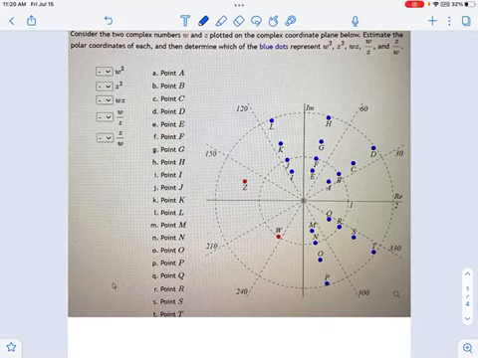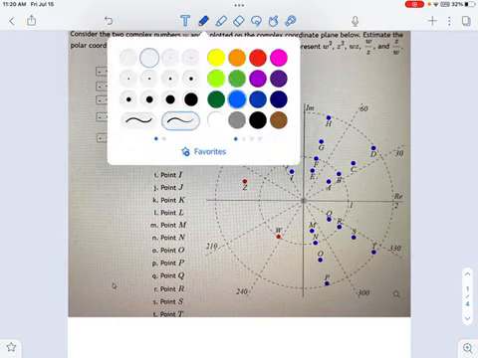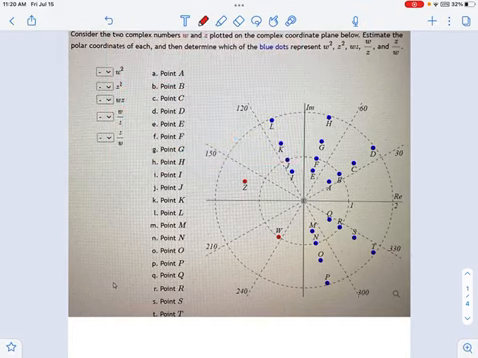This is such a pretty problem. We're not going to actually worry about numbers too much here. We're mostly talking about concepts. And the main concepts are de Moivre's product theorem and quotient theorem. How do you multiply complex numbers together? How do you divide them? And then how do you graph the result on the coordinate plane?